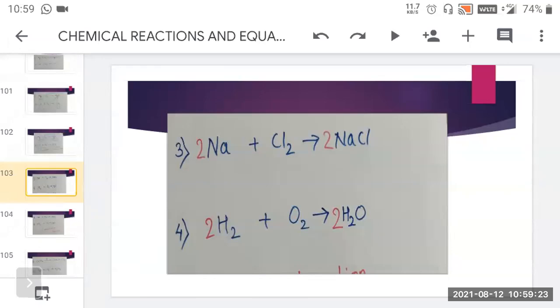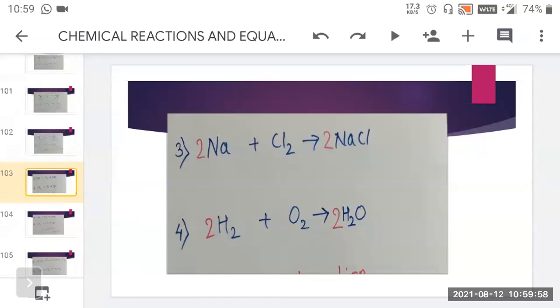So likewise, you have to do the balancing of chemical equations. If it is difficult to do verbally, then just write the number of elements: how many elements are present on the reactant side and how many are present in the product side. That will be easier for you. Then comes H2 plus O2 gives you H2O. Now here again, combination reaction. How? Because 2 reactants are there and 1 product is there.